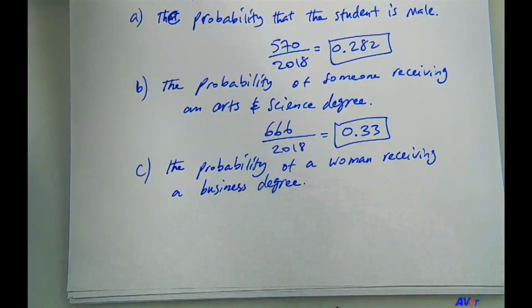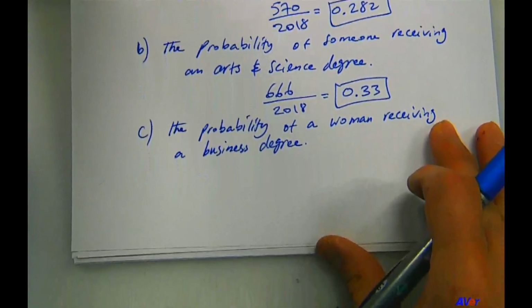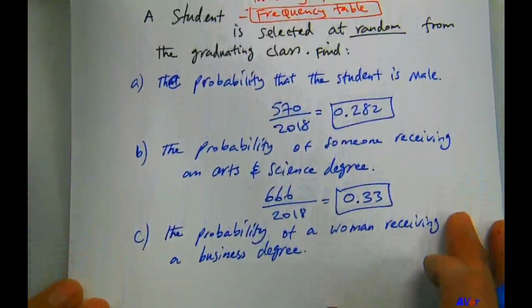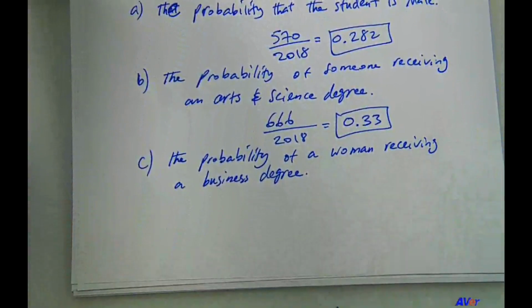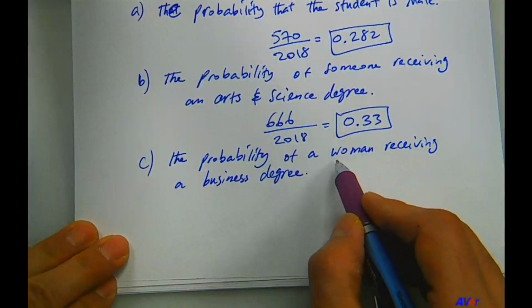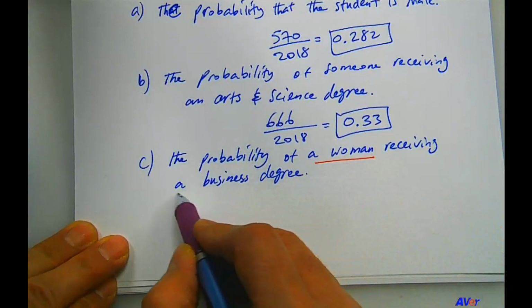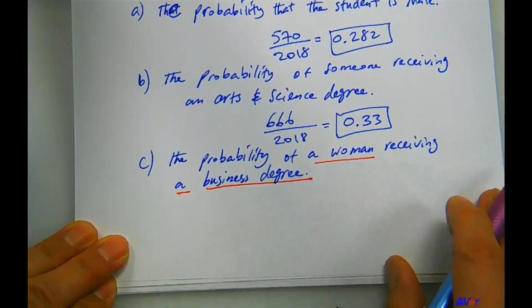So what this is really calculating is that if any of us are blindfolded and sent among these 2018 people, and we select somebody at random, what is the probability that we select a woman who's receiving a business degree? That's what it's calculating. So there are two things happening here, right? We're wondering about selecting a woman who's also receiving a business degree.